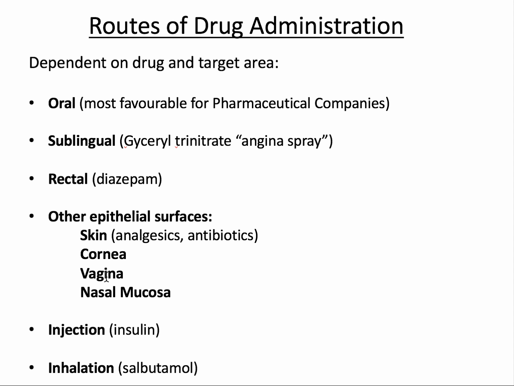Vagina, you can rub antibacterial cream, antifungal, various different types. Nasal mucosa, like nasal sprays. So these are all the different types of percutaneous ways of administration.